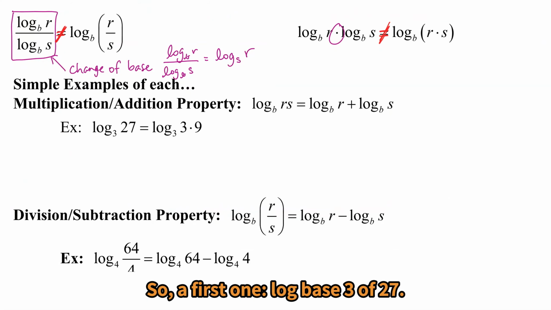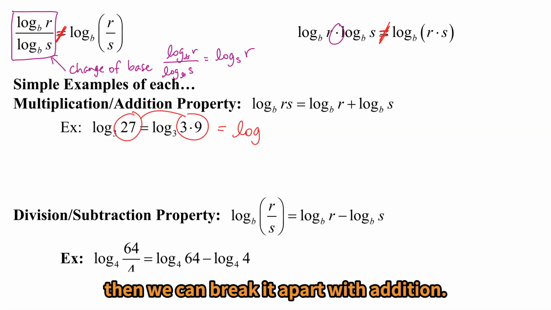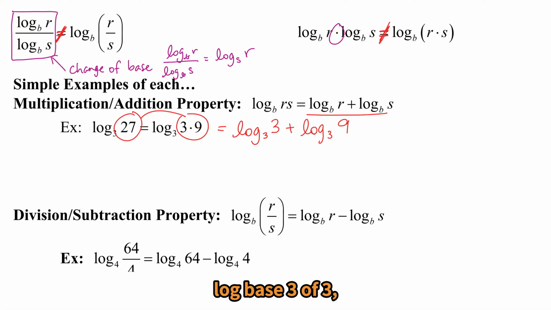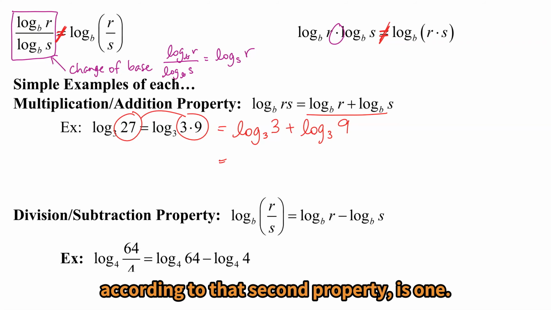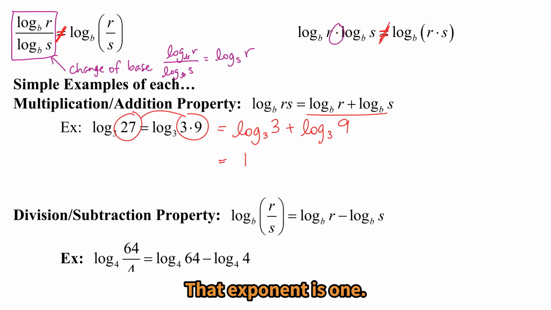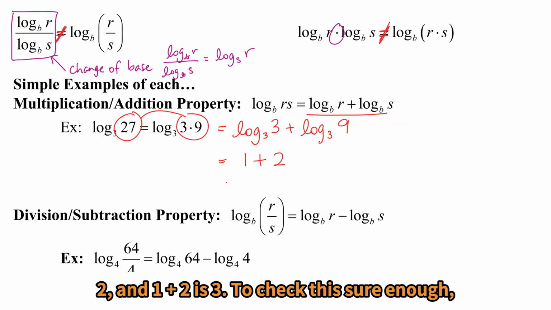So a first one, log base 3 of 27, we can think of 27 as 3 times 9. If we think of 27 as 3 times 9, then we can break it apart with addition. Log base 3 of 3 plus log base 3 of 9. Well, log base 3 of 3, according to that second property, is 1. What exponent of 3 gives me 3? That exponent is 1. And then what exponent of 3 gives me 9? 2. And 1 plus 2 is 3.